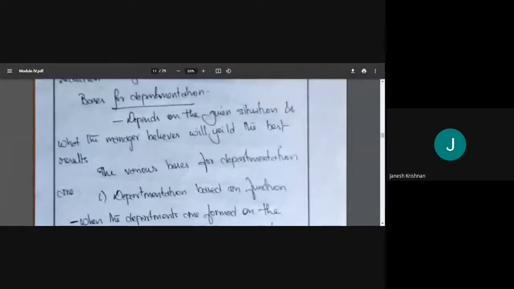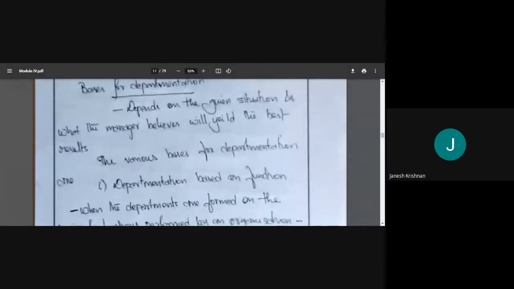Okay, so sometimes a senior will be working in the finance department, right? So based on that situation, the manager will have to take a decision. Okay, you have to work in this. Even though you are a civil engineer, you may have to work in accounts like that. Okay. So what are the various bases?